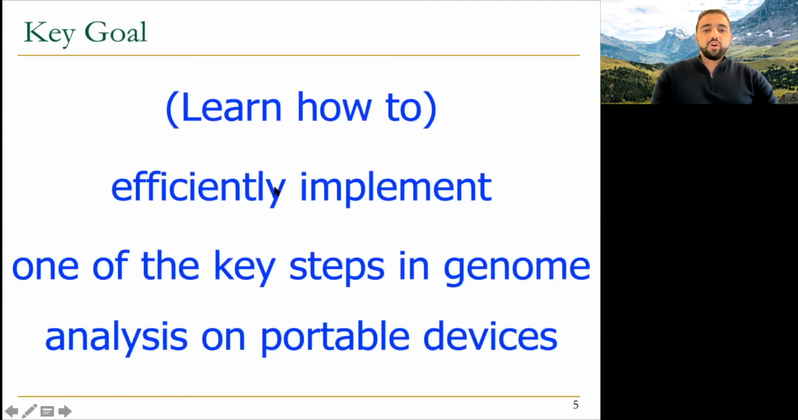Okay, so what is the key goal of this course? This is a very interesting project or course, at least to me, and I hope it will be the same for all of you. Our goal here is to learn how to efficiently implement one of the key steps in genome analysis on portable devices. And to implement it on portable devices, you want to have it very efficient in terms of peak memory, in terms of execution time, or in terms of resources in general. And for that, we would like to have very fast and efficient algorithms dedicated only to genome analysis or genomics.